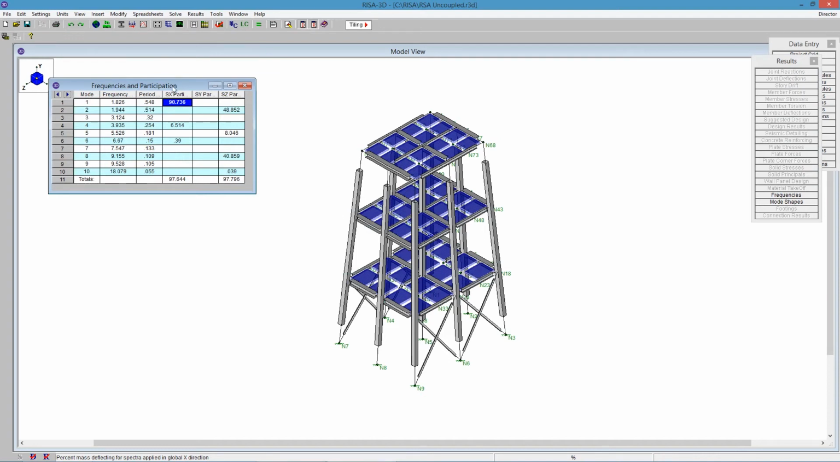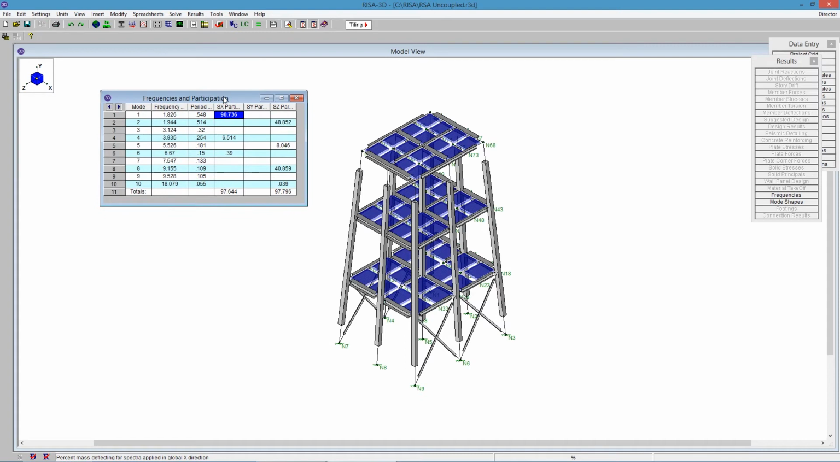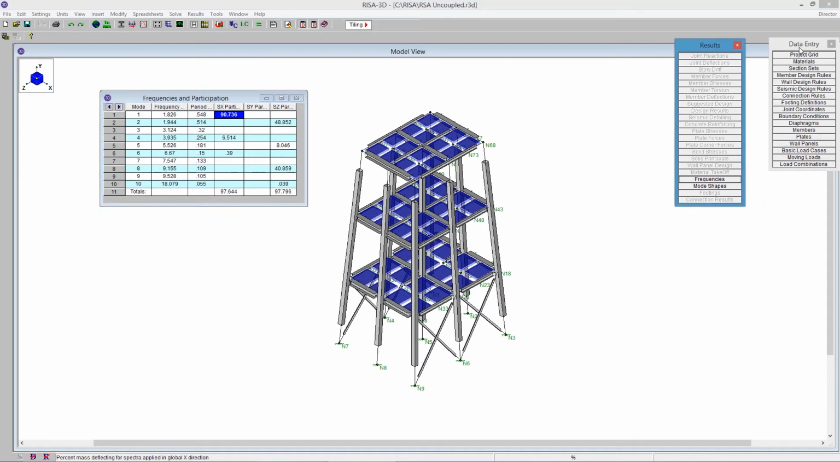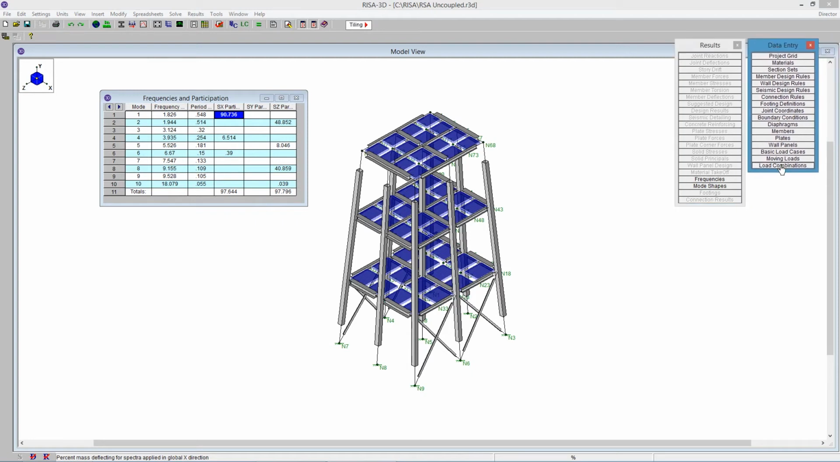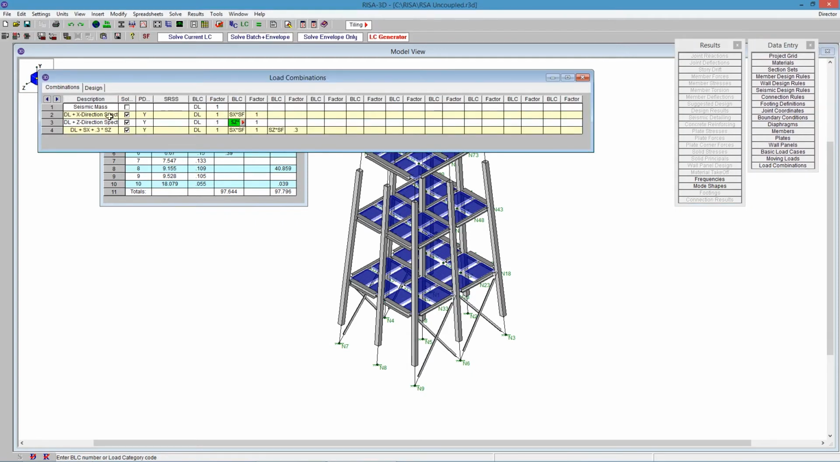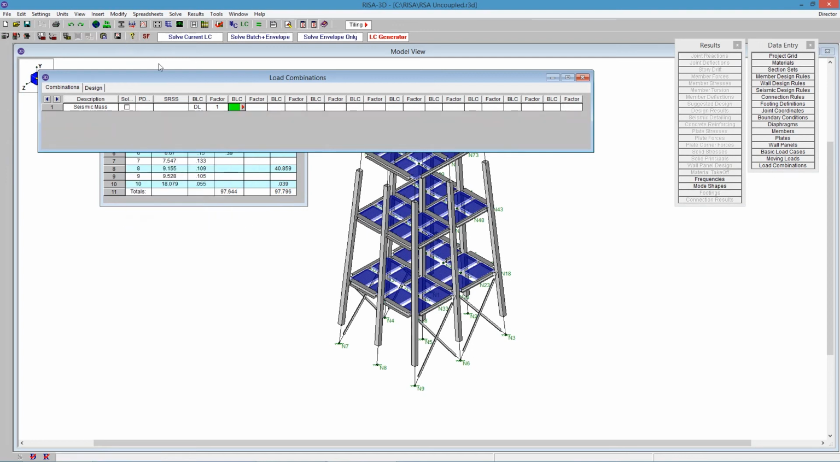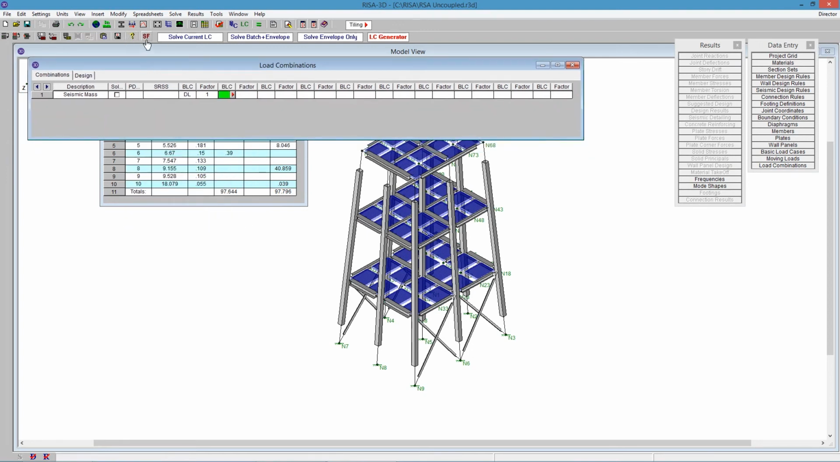With our mode shapes in hand, what we can do is go to our load combinations. We're going to go to the data entry tool and load combinations. In here, we have the ability to add some loads. So I'm going to just delete some of my loads already in here, delete marked lines. And you'll see that on the top there is a scaling factor. So Spectra scaling factor. If I click on that, I have the ability here to see some information.